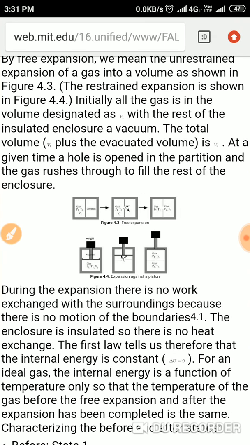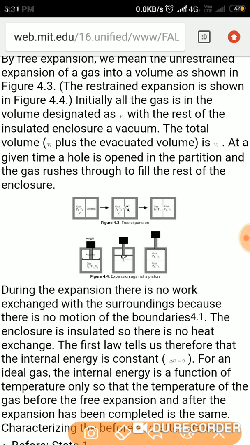This thing I have taken from the MIT site. You can also visit that and see it yourself. In this article, it was explained about free expansion. So let me show you what I have told you.